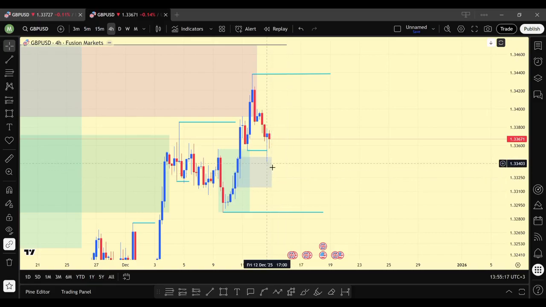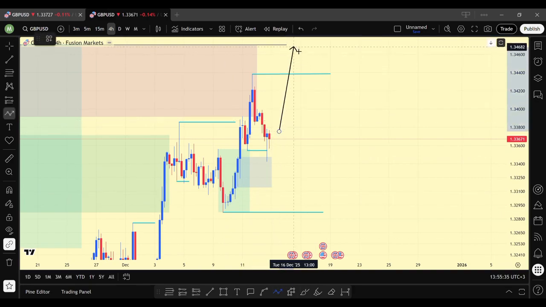So right here, this here is the mitigation. This is a combination, a sweep of the major inducement plus a mitigation of the decisional or the extreme. I'll call it the extreme because it is the one on the extreme. There is no valid one here. So exactly right here now, this confirms the buy all the way towards this high.